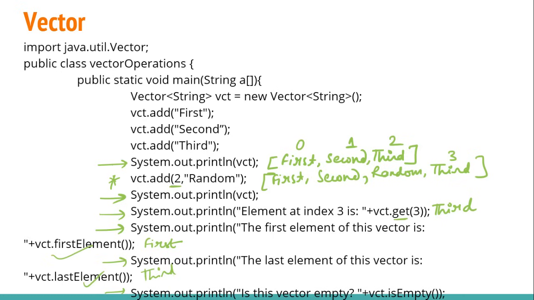All right. Now the last line is using, I'm not sure if you are able to clearly see this, the isEmpty method on the vector, which will result in false since there are 4 elements present in our vector. Okay.